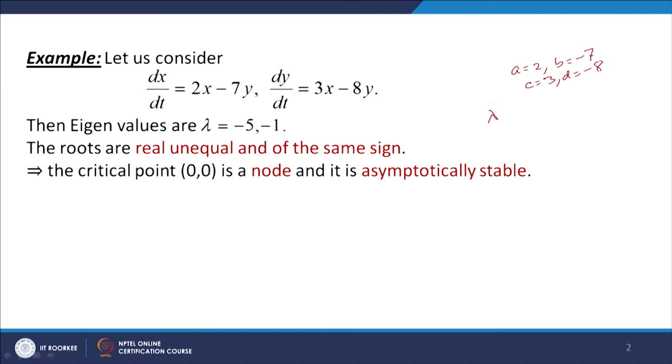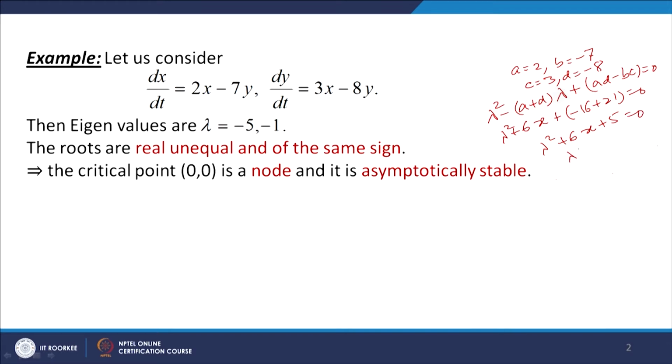So, the characteristic equation is lambda squared minus (a plus d) lambda plus (ad minus bc) equal to 0. When we put the values of a, b, c, d here, what we get? Lambda squared minus (a plus d), so 2 minus 8 means minus 6. So, we get lambda squared plus 6 lambda, and then ad is minus 16, and then bc is equal to minus 21, so plus 21 equal to 0. So, we get lambda squared plus 6 lambda plus 5 equal to 0.